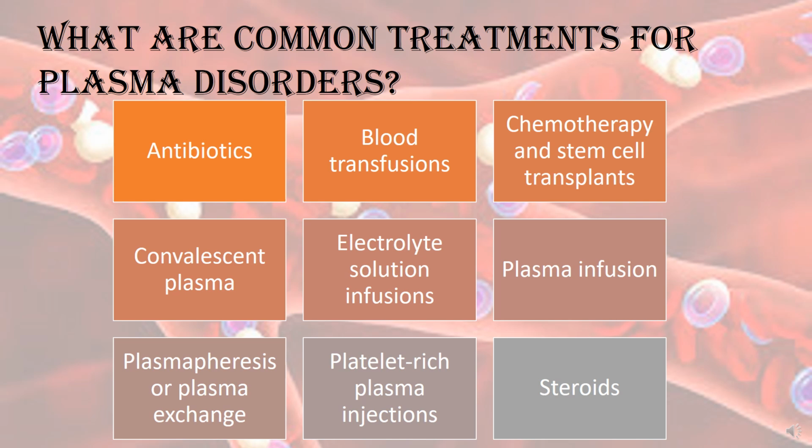The treatments for plasma disorders depend mainly on the disorders themselves. Some examples of treatments include antibiotics for infections, blood transfusions for blood loss or other issues, chemotherapy and stem cell transplants for cancers, convalescent plasma to give you extra antibodies to help you fight an infection, electrolyte solution infusions for dehydration or other conditions, plasma infusion to replace lost plasma and boost your blood pressure so you don't go into shock, plasmapheresis or plasma exchange to remove something from your plasma or replace the plasma entirely, platelet-rich plasma injections for certain injuries or diseases, and steroids for inflammatory conditions.